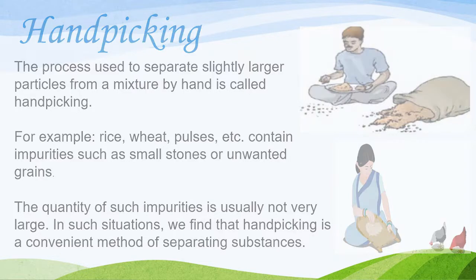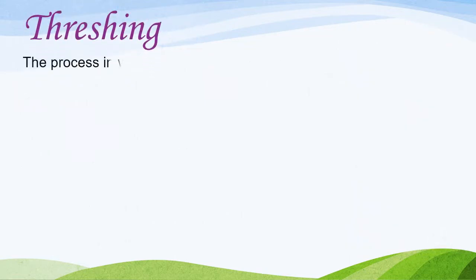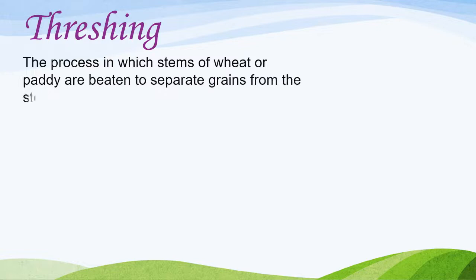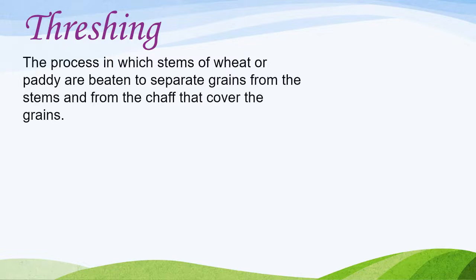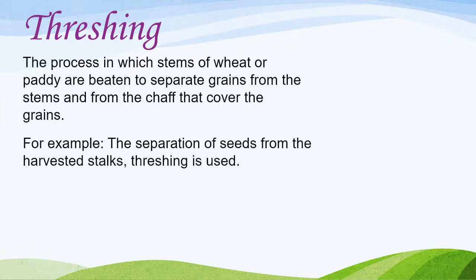Now we will see threshing, the process in which stems of wheat or paddy are beaten to separate grains from the stems and from the shaft that covers the grains. Now in this process we separate grains of wheat or paddy from stems. So this process is called threshing. For example, the separation of seeds from the harvested stalks. Threshing is used to separate seeds from the harvested stalk.